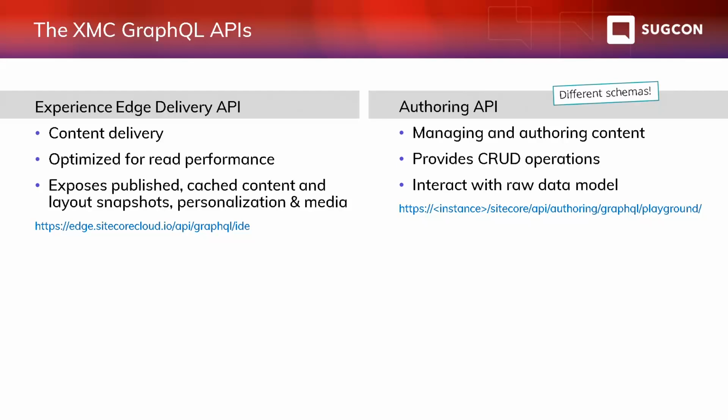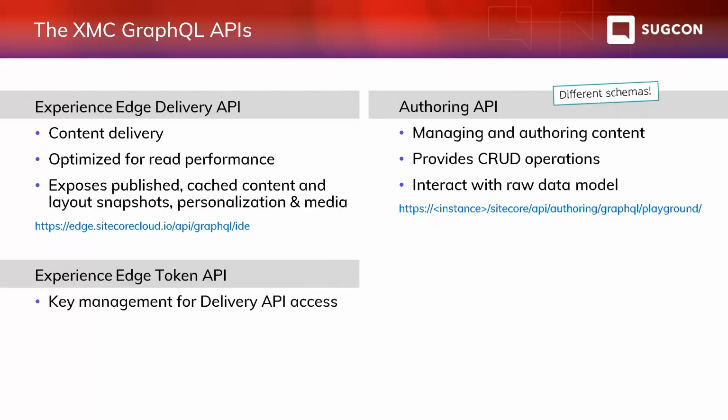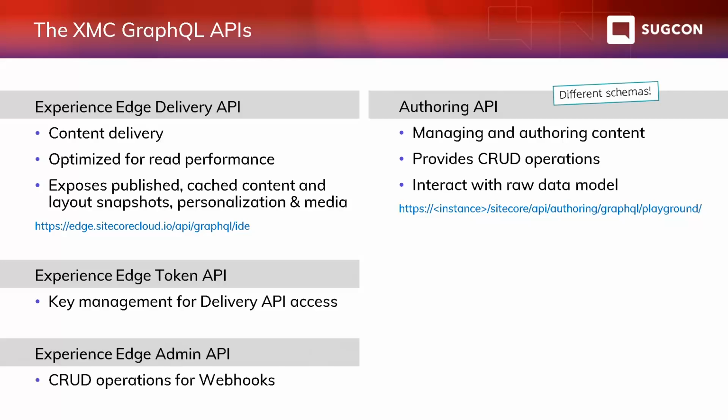Note that these two have a different schema, and I'll show you an example of that in a minute. But there's actually two more APIs. We have the token API in Experience Edge, which is used to create a token for authorization, and the Edge Admin API, which is kind of a CRUD for creating webhooks, which is also very useful when creating integrations.